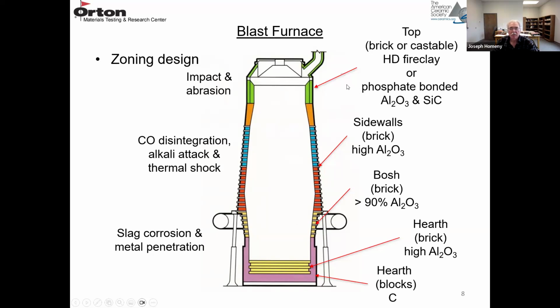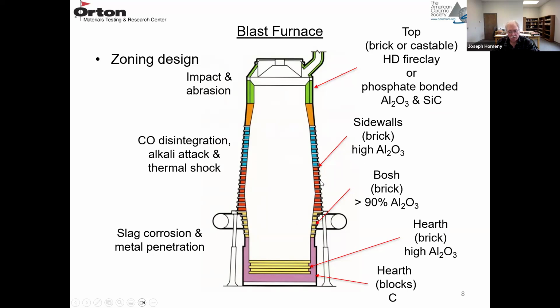So at the top of a blast furnace, you're usually going to have some type of high duty fire clay. So it can be a brick shape or it can be a castable. You may also have a phosphate bonded alumina that contains silicon carbide for abrasion resistance. The sidewalls are usually a high alumina brick.